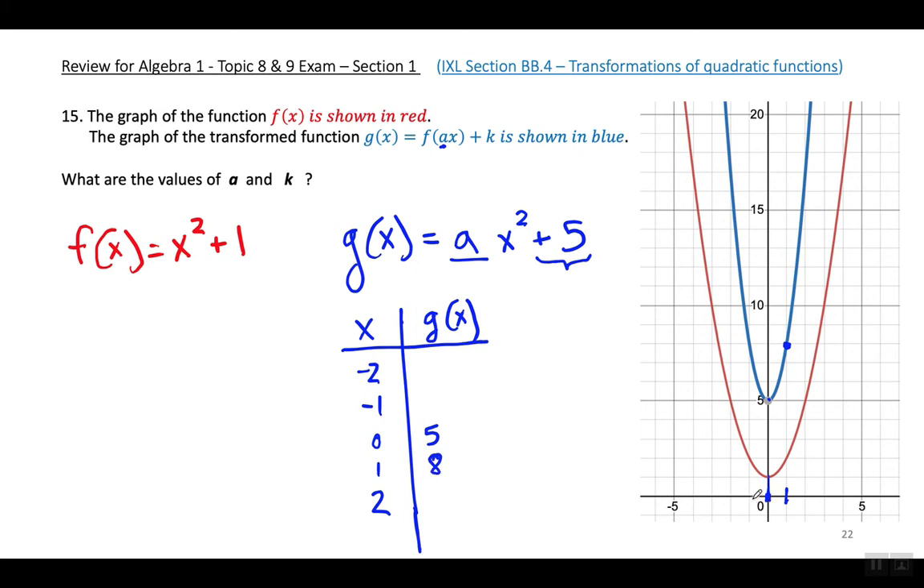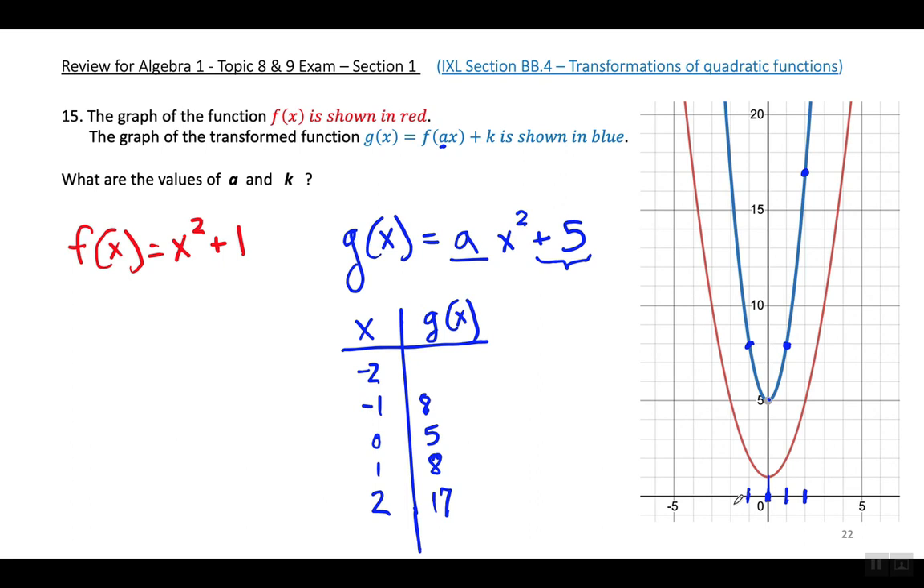Alright, same thing on the other side. When x is negative 1, y is 8. How about when x is 2? When x is 2, y is, it's hard to tell, I know, but it's this right here. It's 17.